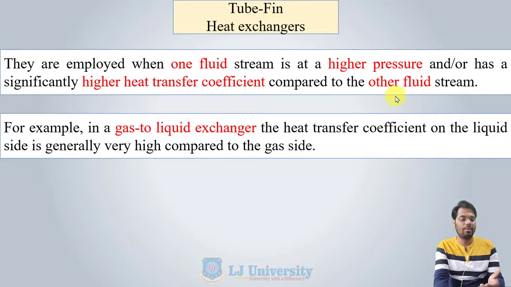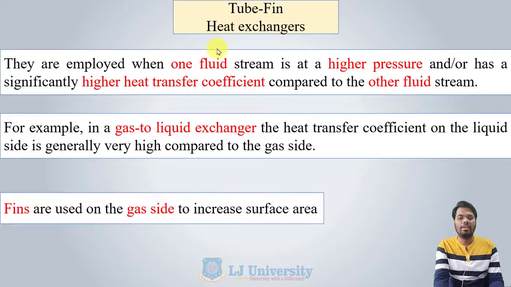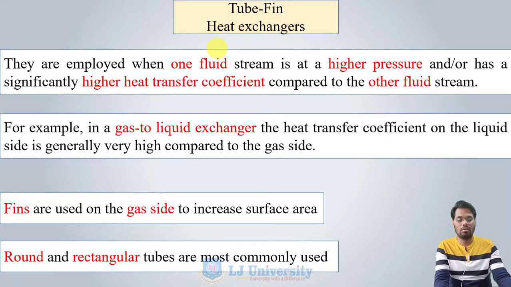For example, in a gas to liquid heat exchanger, the heat transfer coefficient on the liquid side is generally very high as compared to the gas side. So under those conditions, tube fin heat exchangers are used, in which fins are used on the gas side to increase the surface area, and so indirectly increase the heat transfer rate. Round and rectangular tubes are mostly used.